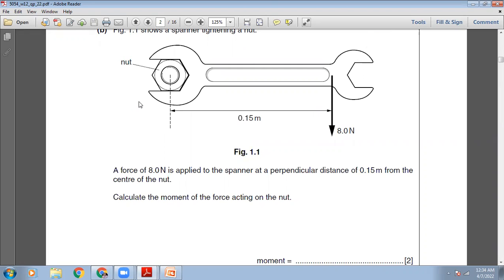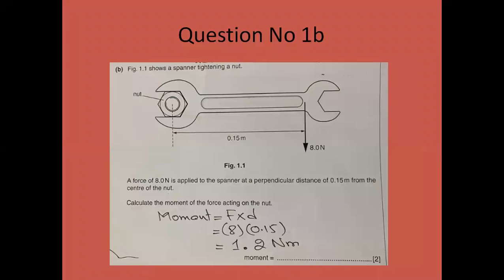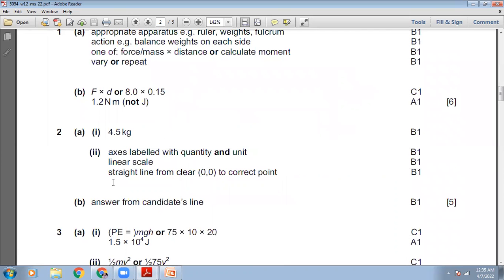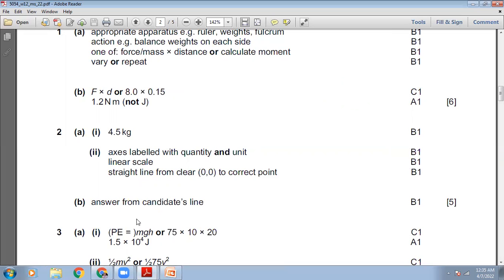Okay, so we know the force, that's 8 Newton, and we know the perpendicular distance between the pivot and the line of action of the force, that is 0.15 meters. So we can calculate the moment. The moment is force multiplied by the perpendicular distance. So it will be 8 multiplied by 0.15. So let me show you my solution. So here we go. 8 multiplied by 0.15 is 1.2 Newton meter. It's a 2-mark numerical. Hopefully you understand. So let's check with the marking scheme. 1.2 Newton meter. So our answer was also 1.2 Newton meter. So our answer is right.